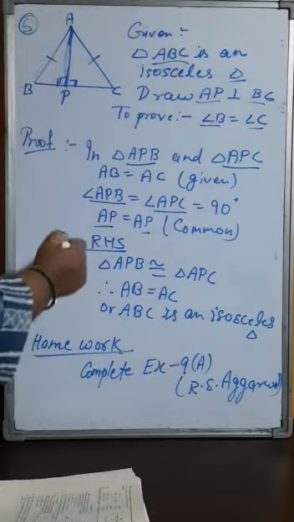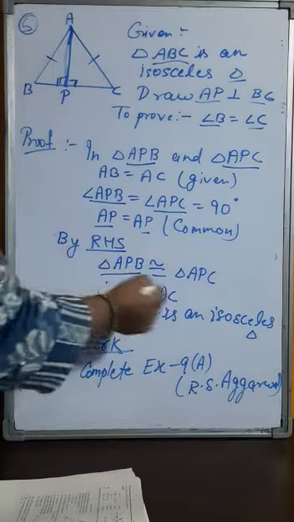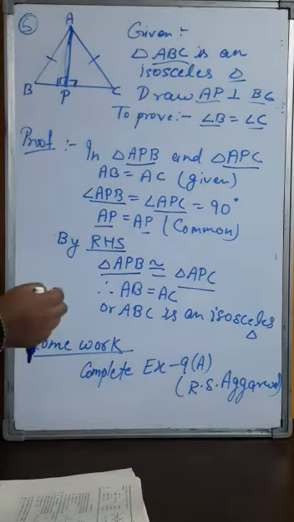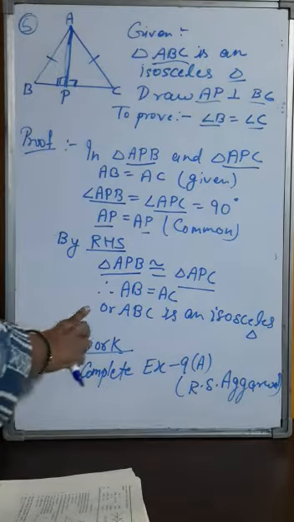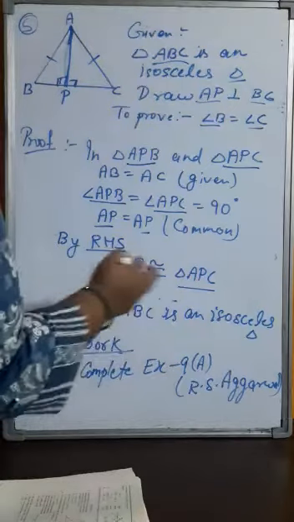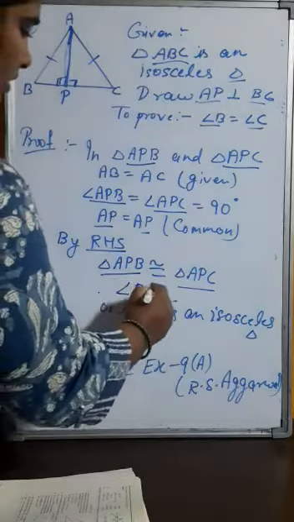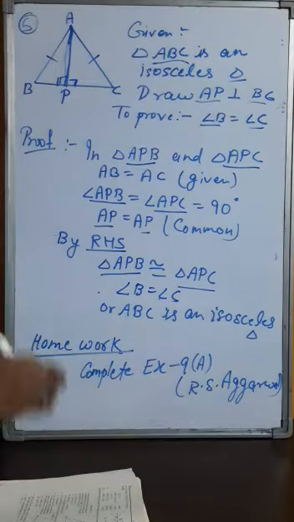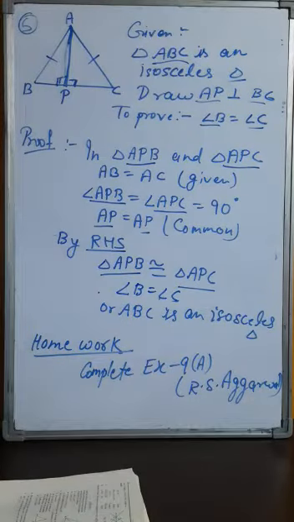So by RHS we can say that triangle APB is congruent to triangle APC. So by this we can write angle B is equal to angle C by CPCT. So triangle ABC is an isosceles triangle.